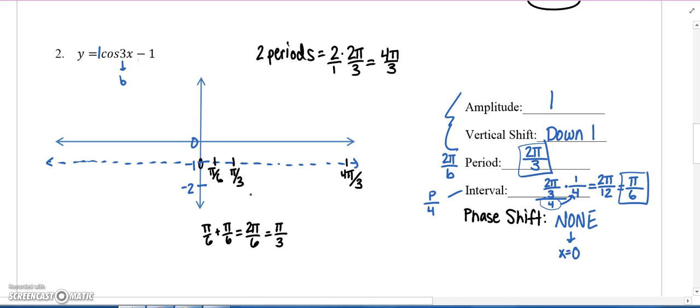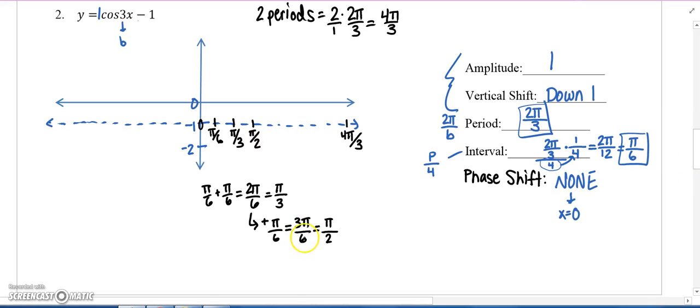But this is where you have to be careful. Since I have to add another pi over 6, I need a common denominator. So I'm going to add it to the one before I simplify. So 2 pi over 6 plus pi over 6, that's 3 pi over 6, which simplifies to pi over 2, so that's my next one. Once again, since I'm going to add another pi over 6, I'm going to add it to the one before I simplify, so I have a common denominator. So that's 4 pi over 6, which is 2 pi over 3.